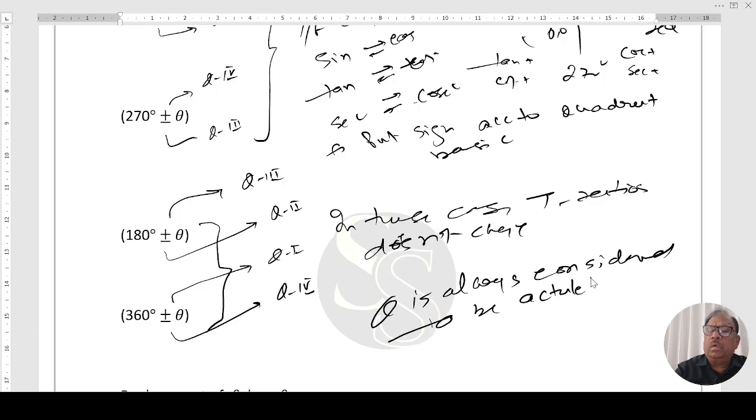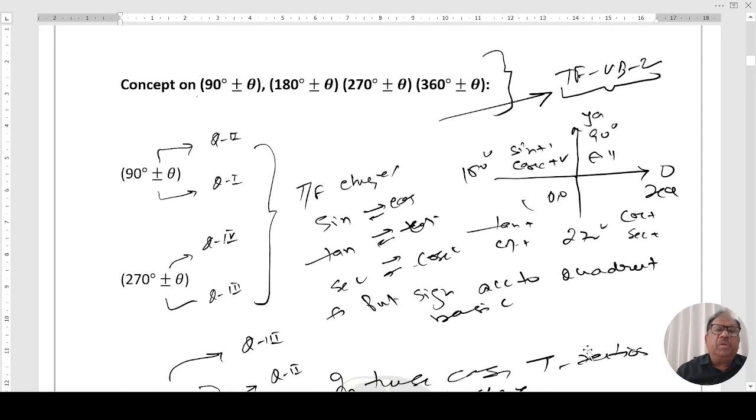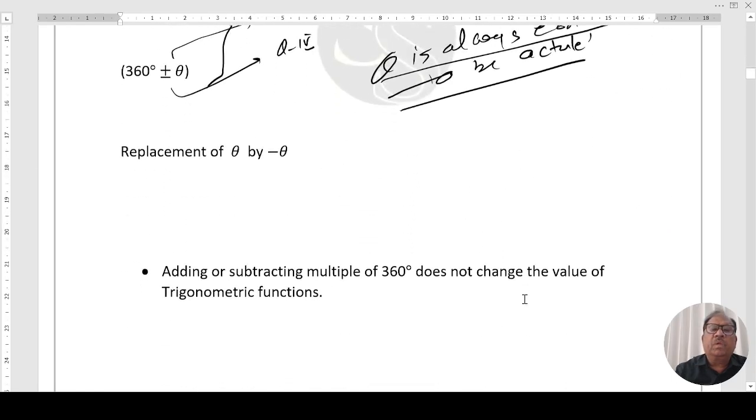Theta is always considered to be acute one, means in 90 plus minus theta, 270 plus minus theta, trigonometric function will change: sine into cos, cos into sine, tan into cot, cot into tan, sec into cosec, and put theta and put the sign according to this ASTC.